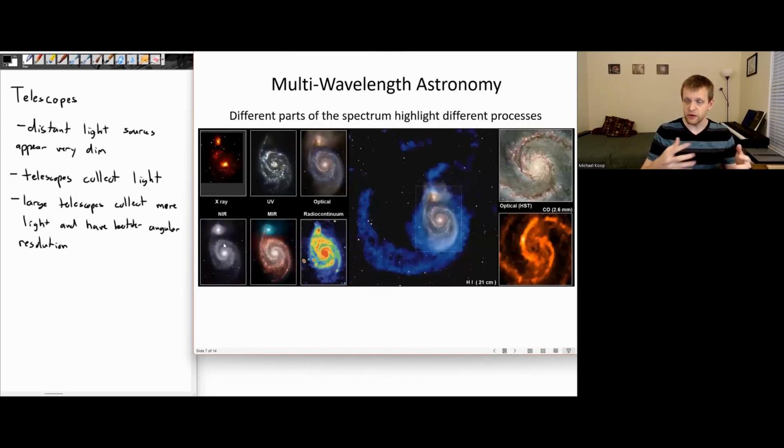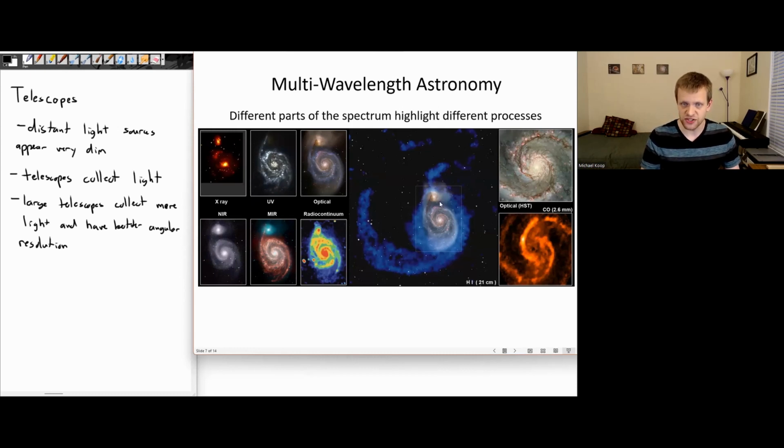Anyways, some other aspects, as I mentioned, Earth's atmosphere blocks a lot of different parts of the electromagnetic spectrum. Most of the ultraviolet and infrared parts of the spectrum, and basically all of the X-ray and gamma ray parts of the spectrum. So since different parts of the spectrum highlight different kinds of physical processes, we really like to get all of that information.